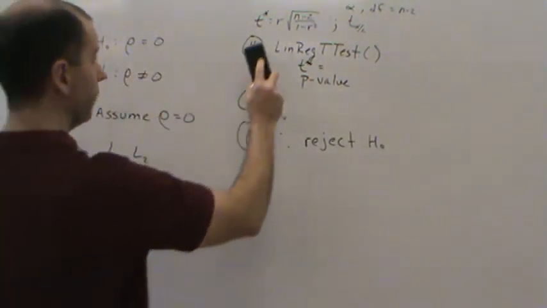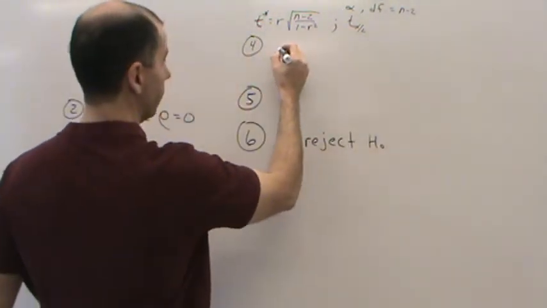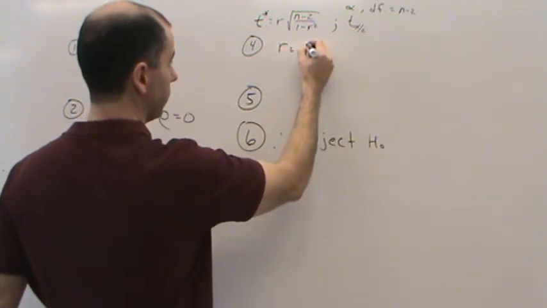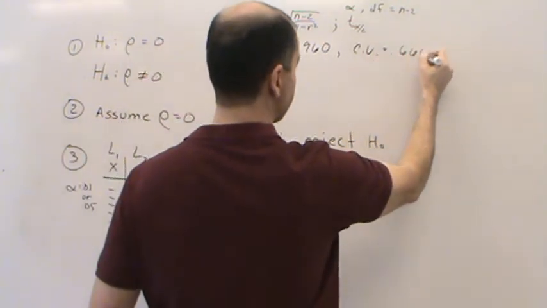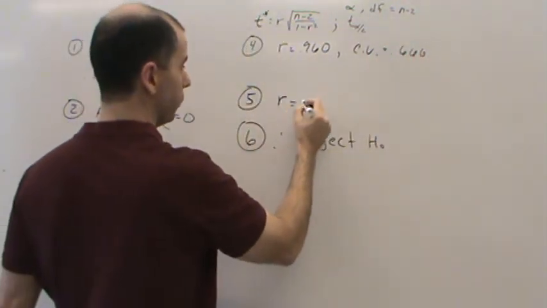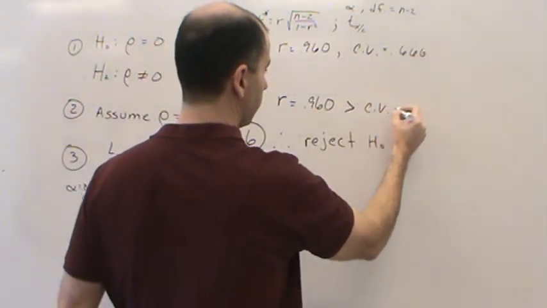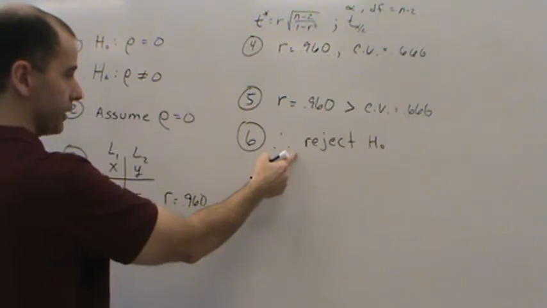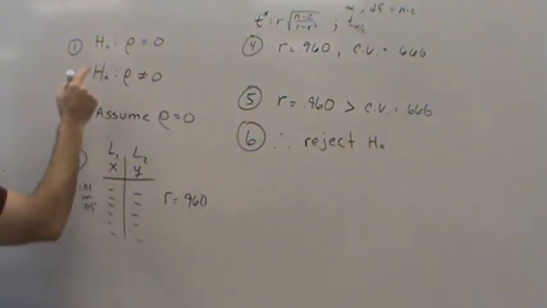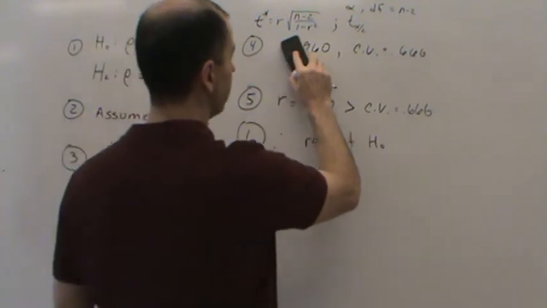If we did this method instead of the ln reg, R equal to 0.960 is definitely bigger than our critical value of 0.666, and so we would reject the null and say that there is a significant relationship. So the 0.960 is significant. That's one way. Well, let's use ln reg t-test.